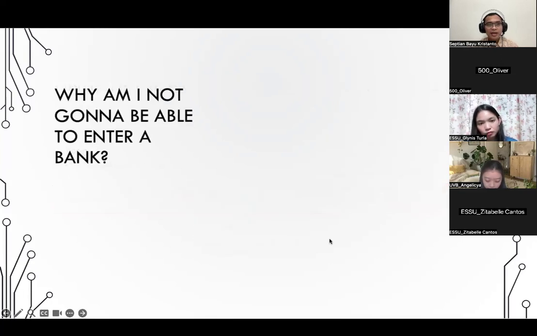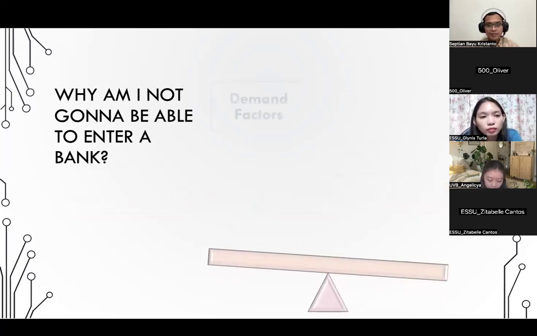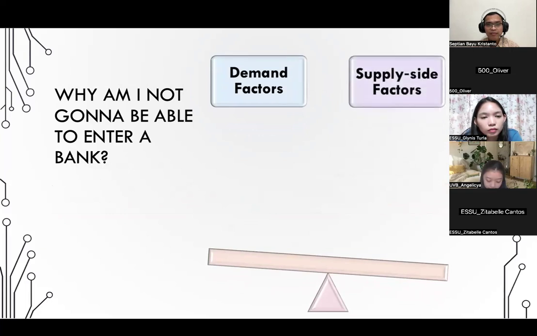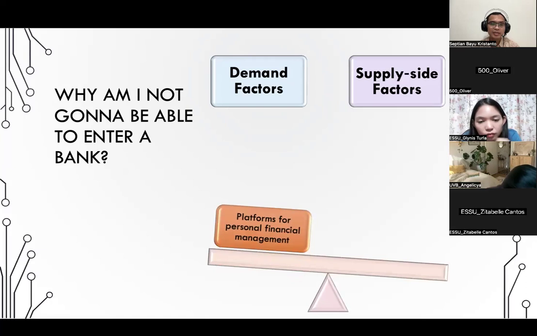After that, we can have a lot of access using the banks. Through the banks, we have lots of applications. We have some offerings about how to enter the banks. But after that, we have the differences in demand and supply factors. The demand factor for people to enter the bank is like a platform for personal financial management.